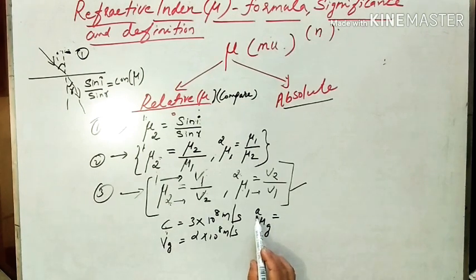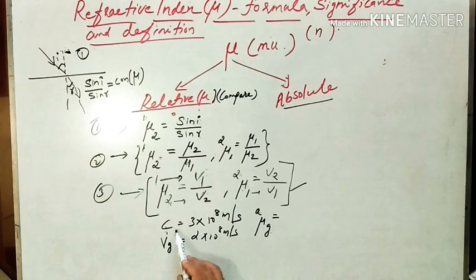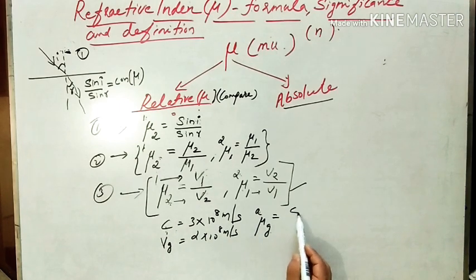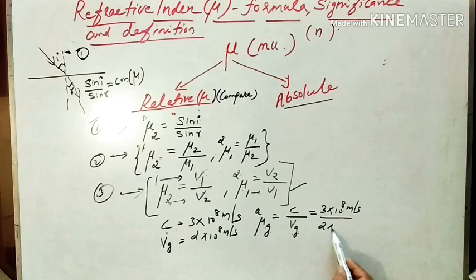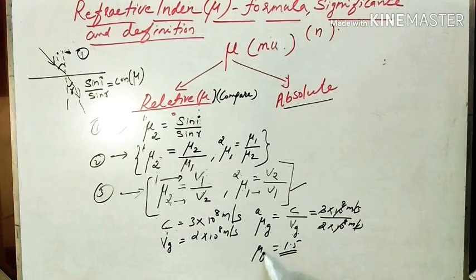What is it? So write it. Refractive index of glass with respect to air. So write the speed of light in air divided by speed of light in glass. I write it as Vg, speed of light in glass. That is equal to speed of light in air, 3 into 10 to the power 8 meter per second, divided by speed of light in glass, 2 into 10 to the power 8 meter per second. Get cancelled. We are getting it as 1.5. That is the refractive index of glass with respect to air.